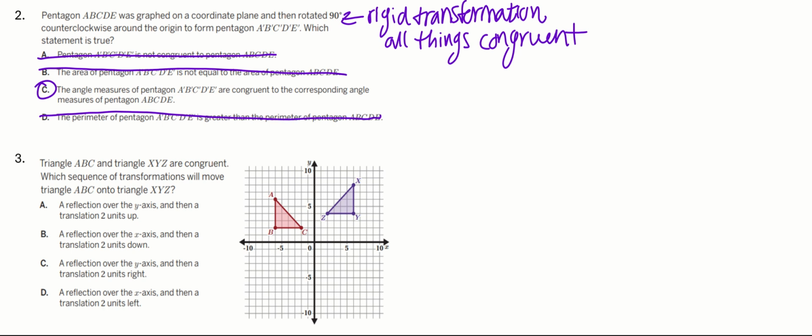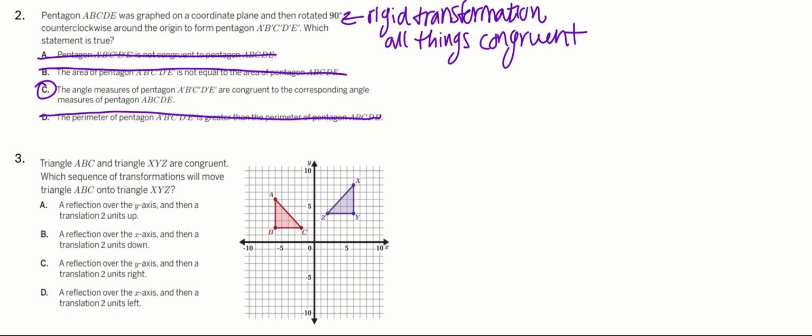Alrighty, triangle ABC and triangle XYZ are congruent. Okay, so that means everything matches. They're gonna land on top of each other. Which sequence of transformations will move triangle ABC onto triangle XYZ? So what I would do is just pick a point and start moving them around and see what happens, right?